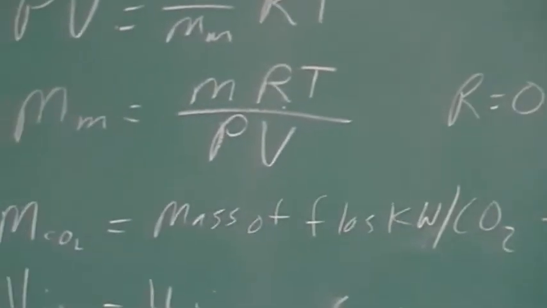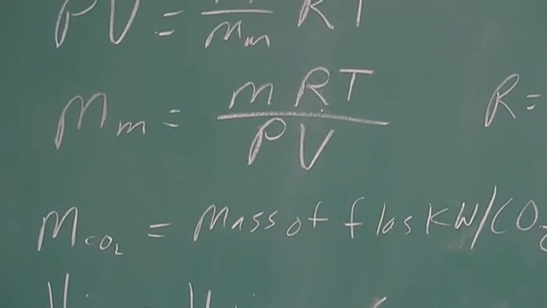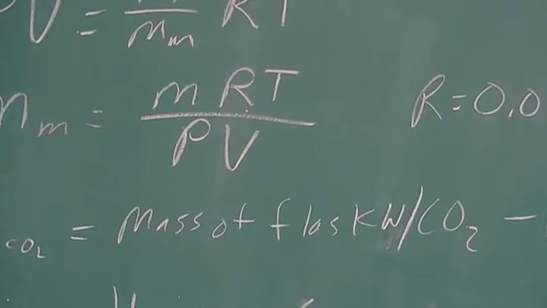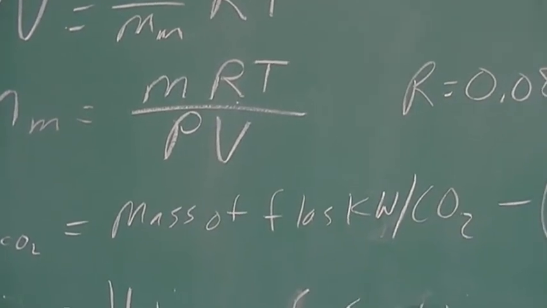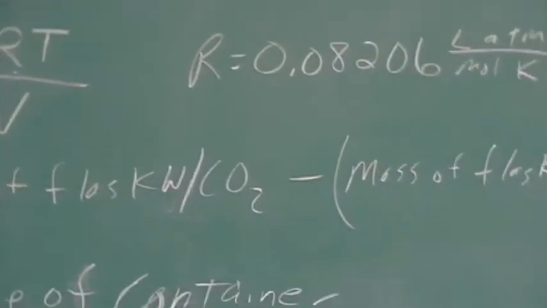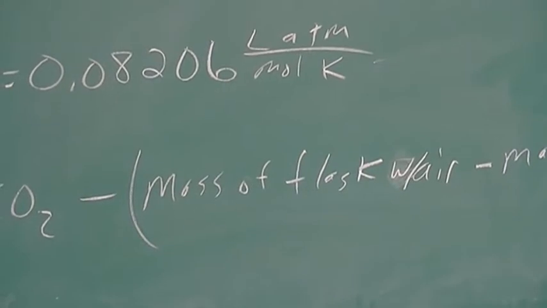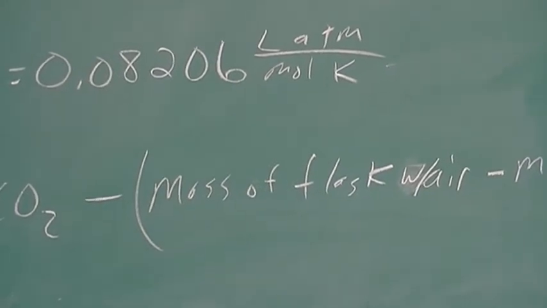So in order to find the mass of CO2, that is the mass that we're looking for. That is going to be the mass of your flask with carbon dioxide. We're going to do the reaction and fill our flask with carbon dioxide. We have to subtract the mass of the flask with air, but that would be too much air. Air is a gas, CO2 is a gas.